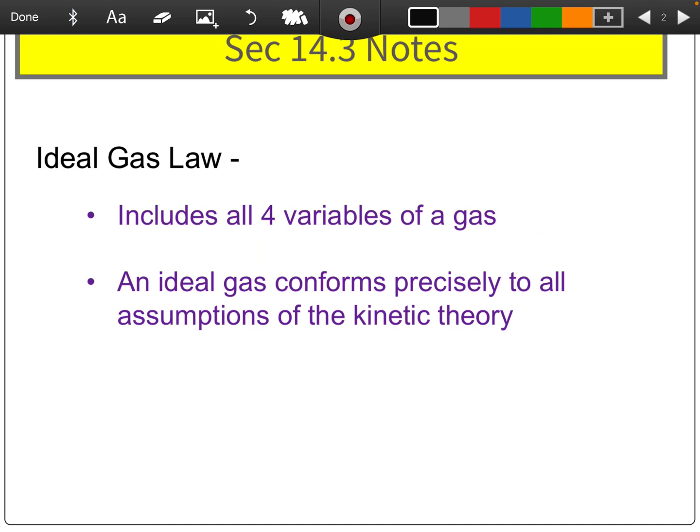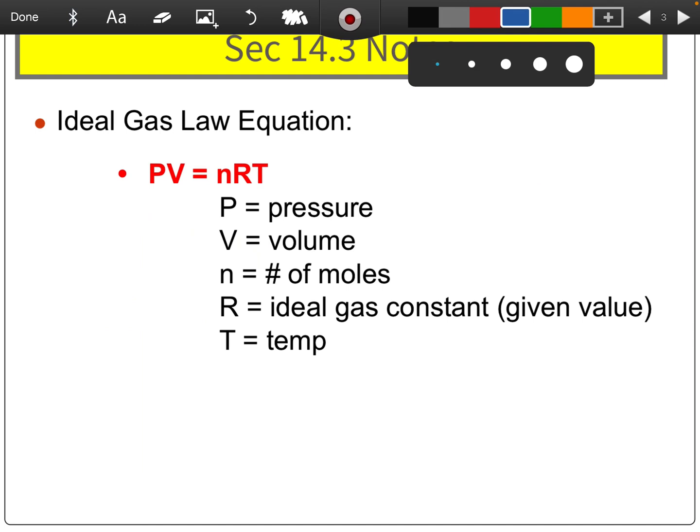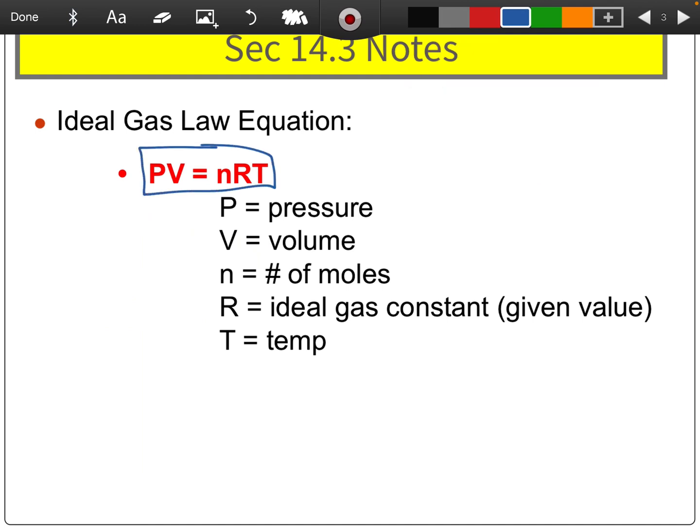So the ideal gas law is the only gas law that includes all four variables of the gas. So the ideal gas law equation is PV equals nRT. So sometimes you'll hear me say "PIV nRT." So PV is equal to nRT. And then underneath we have what all the variables represent.